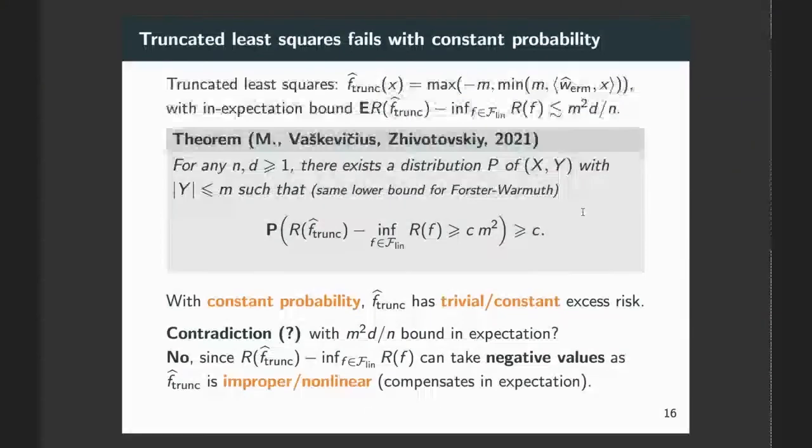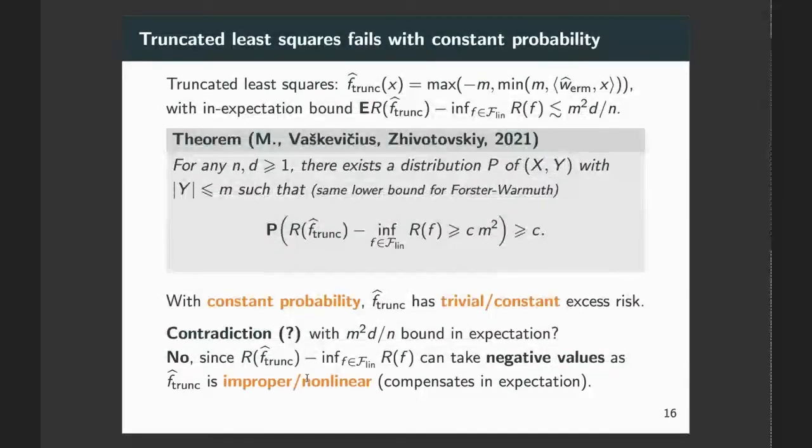And the reason why is that the truncated least squares is nonlinear, so it's improper. It doesn't belong to the class. It's not a linear function. And because it's nonlinear, it can actually be better than the best linear function. So actually, the excess risk can even be sometimes negative. So this variable, the excess risk, can take both positive and negative values. And so even if sometimes you can have a large excess risk, because you can also have a negative excess risk, the two can compensate in expectation.